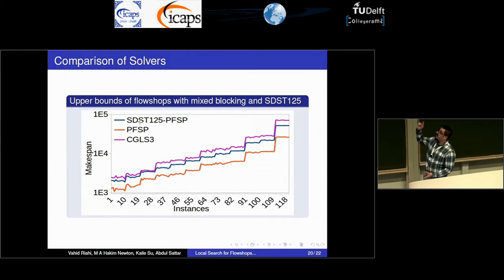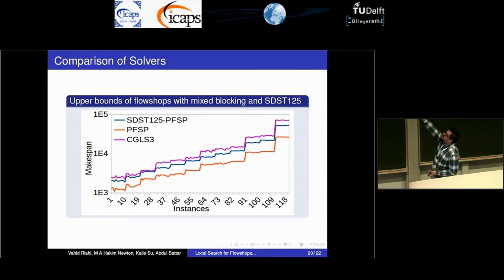Just one point on the upper bound: I said that our search space is too large, so there is no optimal solution, not only for our problem but even for the typical Flowshop without any constraint. For this reason, here I'm showing the upper bounds. Upper bounds here means the best known solution in the literature, found by any algorithm in any time.